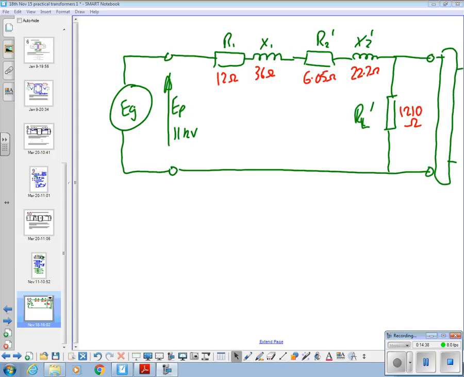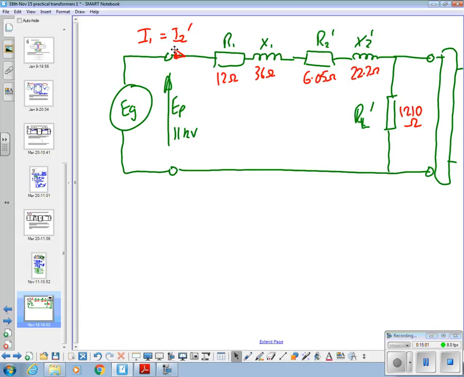So what we've got now is a current flowing there, which is I1, and that's also equal to I2 dash.